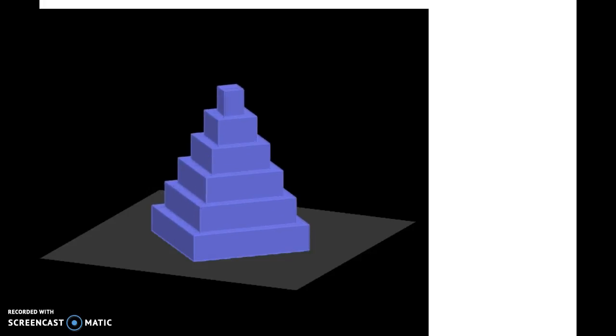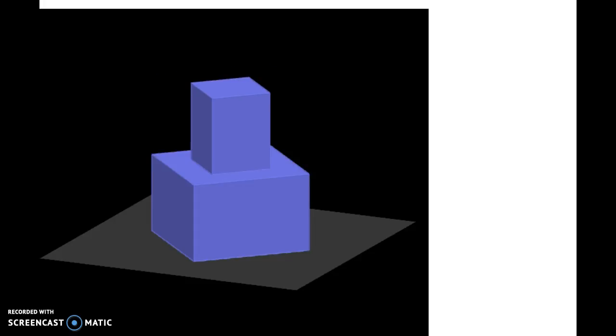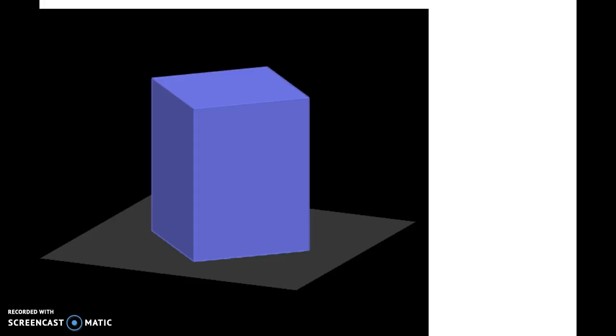What happens with these rectangular prisms, as we add more of them to approximate this pyramid, is that the height of each prism is going to decrease. The overall height's not going to change, but the height of each prism is going to change. And the dimensions of the base of the prism are going to change as well.